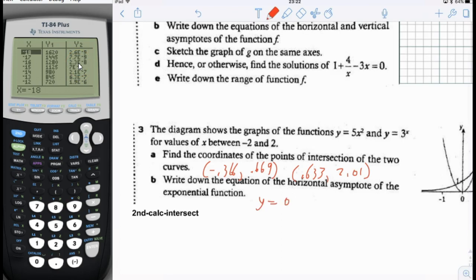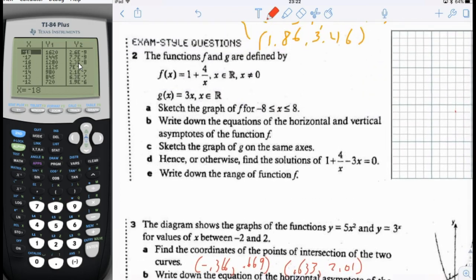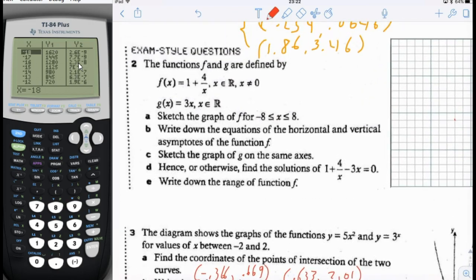Okay? Let's go now to number 2. Number 2 is similar to all the other problems you've done except for part D. Okay? So let's do everything except for part D, and then at the end we'll go to part D. Alright, so first it says you've got two functions, f and g, and eventually they're going to ask you to intersect them. But first they just want you to graph f.